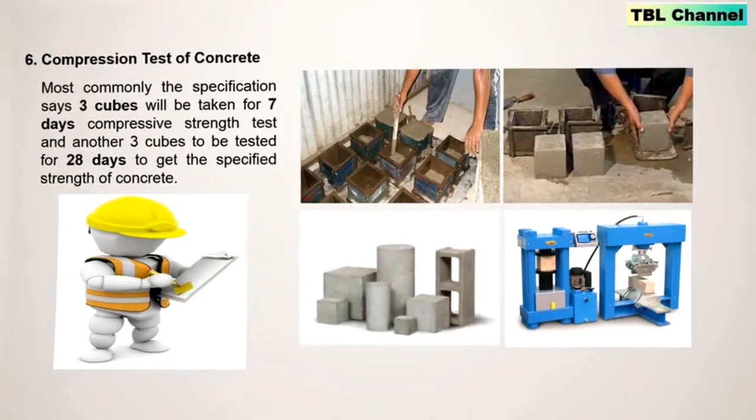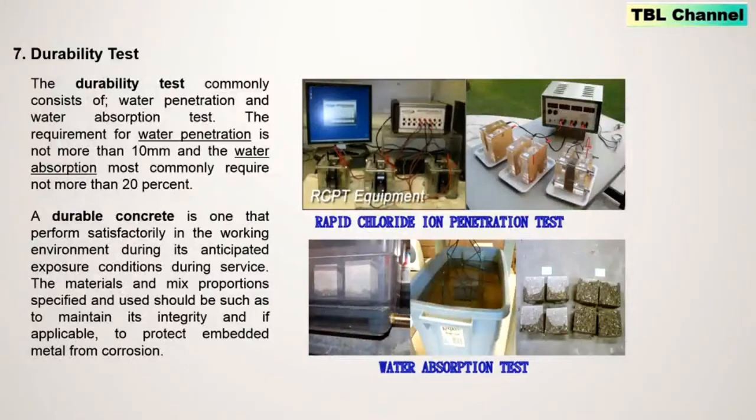Number 7. Durability test. The durability test commonly consists of water penetration and water absorption test. The requirement for water penetration is not more than 10 mm and the water absorption most commonly required not more than 20%. A durable concrete is one that performs satisfactorily in the working environment during its anticipated exposure conditions during service. The materials and mixed proportion specified and used should be such as to maintain its integrity and, if applicable, to protect embedded metal from corrosion.